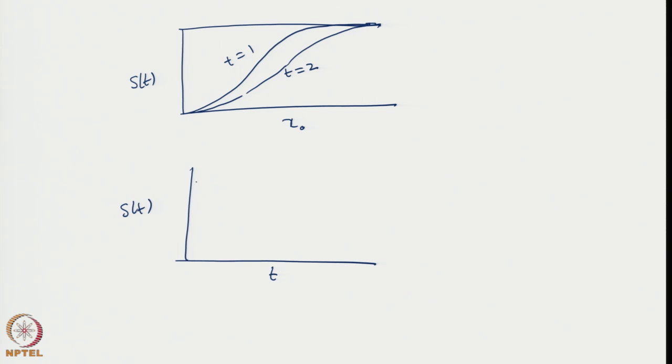At t equal to 0, the survival probability is 1 because it is at infinity, and as t goes to infinity, the survival probability will approach 0 for any x naught, say x naught equal to 1. For x naught equal to half, that survival will happen quicker and quicker, decay will occur quicker and quicker. We use this survival probability to predict many other characteristics of the absorption probability.